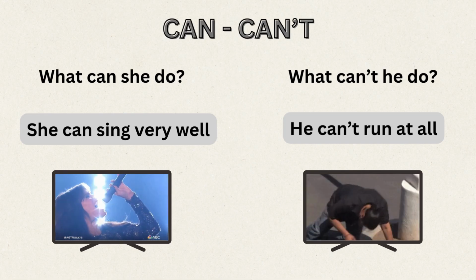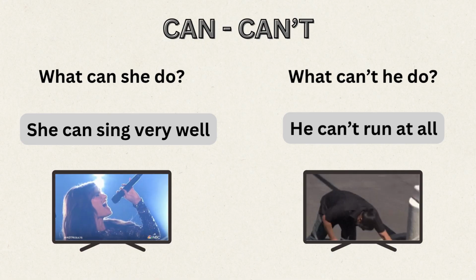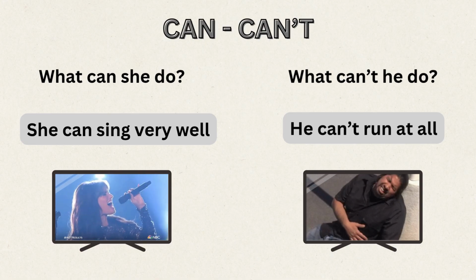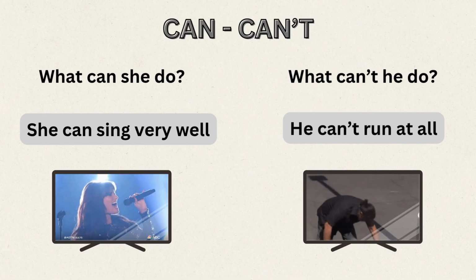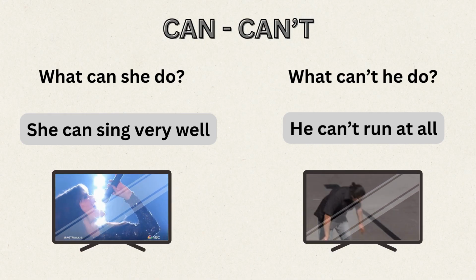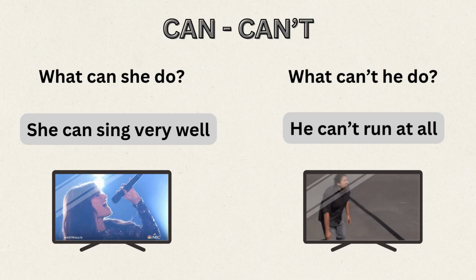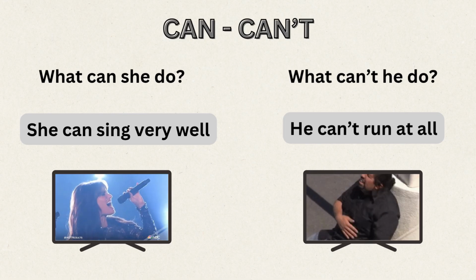On the other example, what can't he do? Which means something that he is unable to do. As you can see here, the man is barely walking and is barely breathing. So in this situation, we can say that he can't run at all.